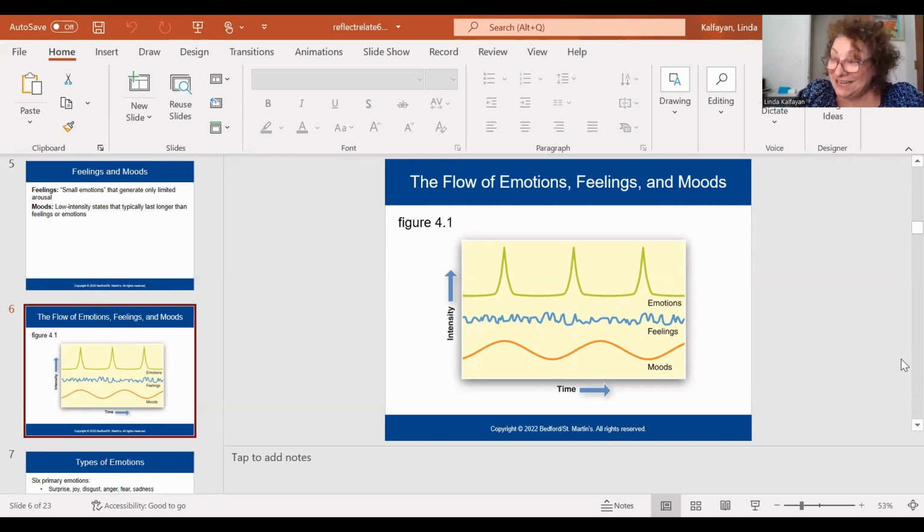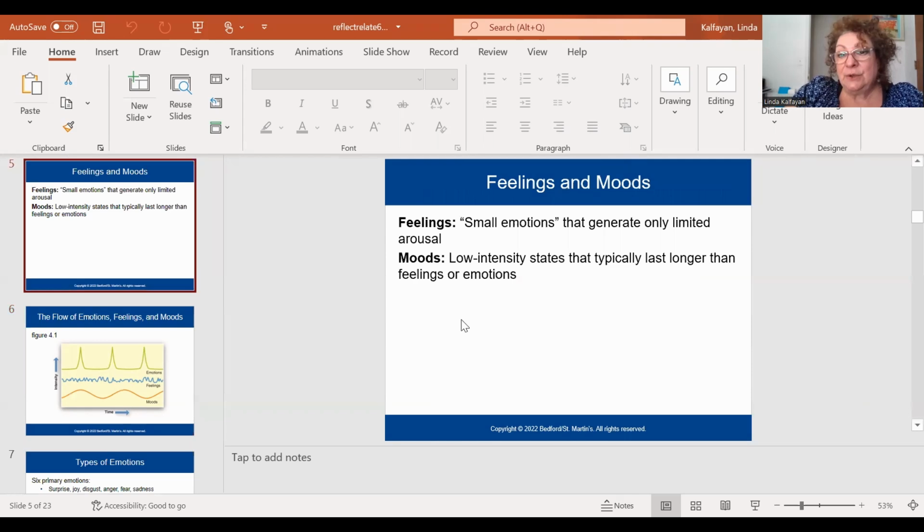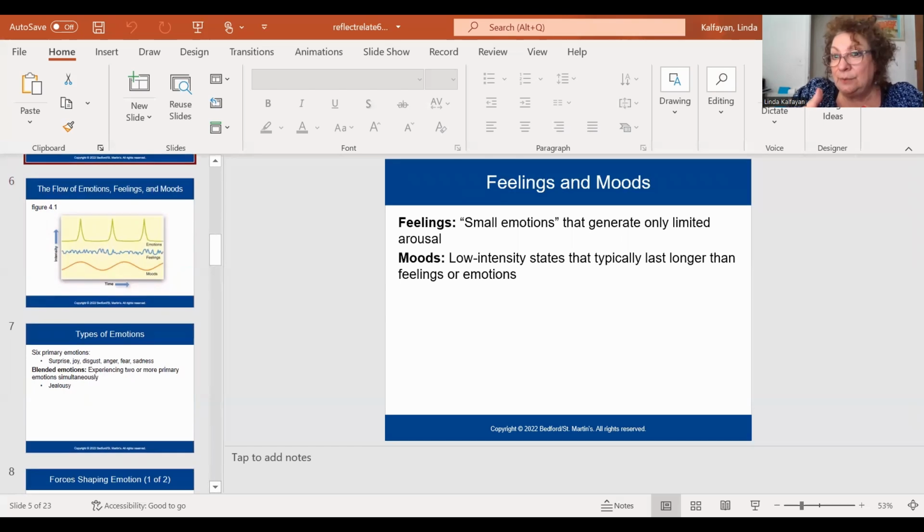That's why we go on vacation. And the same would happen in a negative emotion. Moods are low intensity states that typically last longer than emotions or feelings. We usually say you're in a bad mood because now you've seen this person every morning in a bad mood. So it's lingering. We usually use that in more of a negative rather than positive sense, except for vacation. We want that continuous calmness.